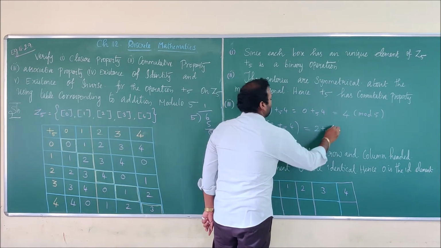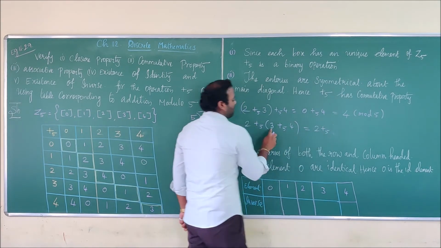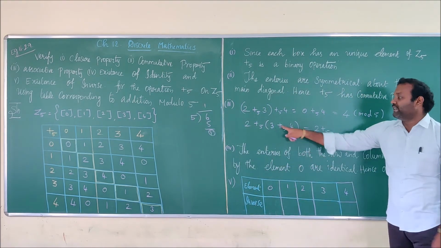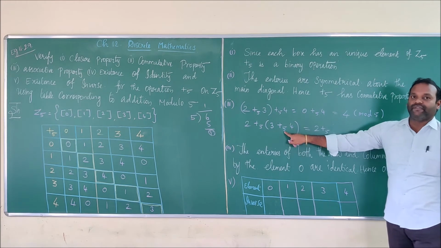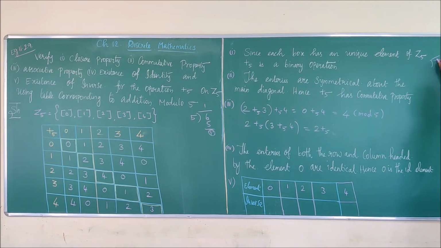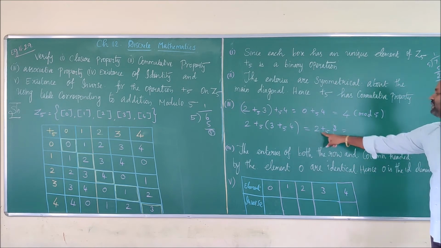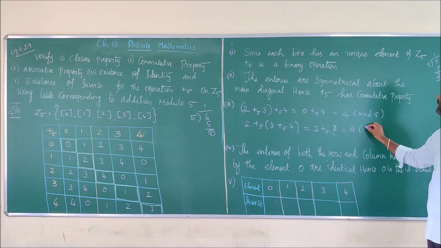2 under addition modulo 5 with what? What is the answer here? 3 plus 4 is 7. So when you are adding, 7 is greater than 5. So you just divide the number 7 by 5: 1 times 5 is 5, so the remainder is 2. So here the answer is 2. Then 2 plus 2 is nothing but 4, which is 4 under modulo 5.